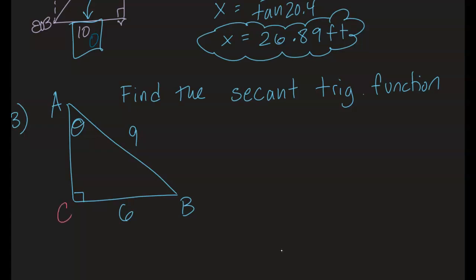So let's call this C here. To find the length of AC, we're given a hypotenuse and a leg. So that means it's the square root of the hypotenuse squared minus the leg squared. So 9 squared minus 6 squared is 45. Shoot, I didn't want this to simplify and it does.